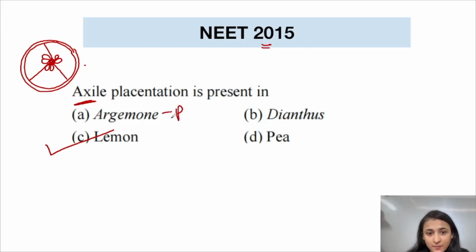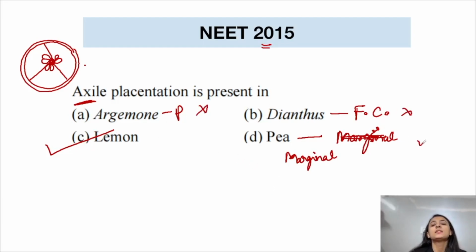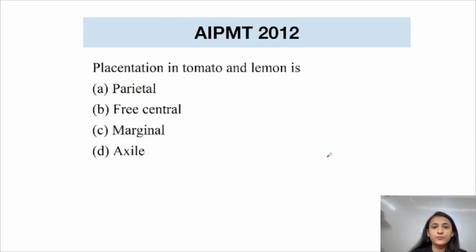Argemone shows parietal placentation, as we discussed in the previous question as well. Dianthus comprises free central placentation, as discussed in the previous question also. Pea comprises marginal placentation. Marginal placentation. Alright. So the correct answer to this question is option number C. Options A, B and D are incorrect.